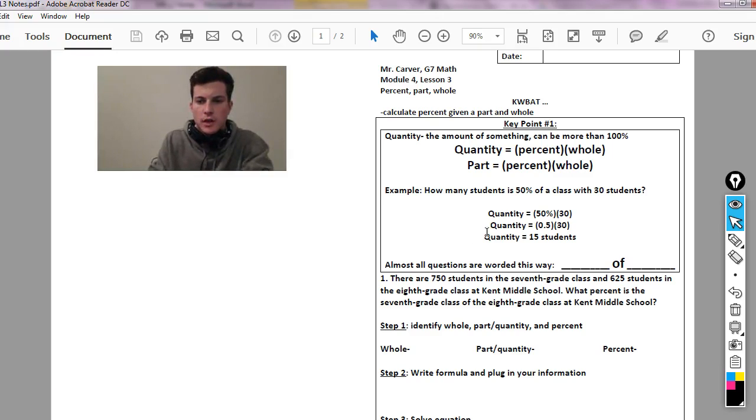Let's get started. Our aim is that Kipsters will be able to calculate percent given a part and whole. Key point 1, we have some notes here.